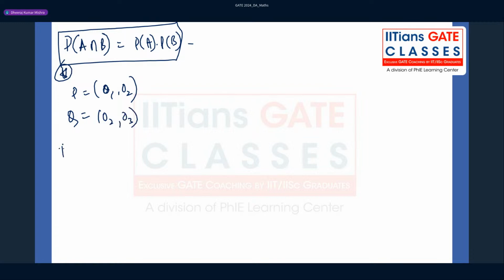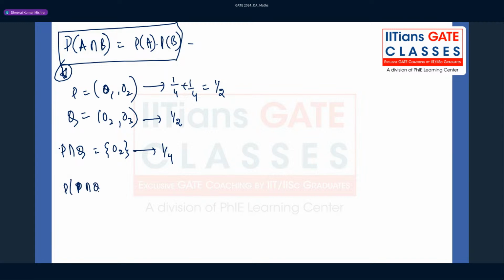You can say that P intersection Q is nothing but O2, right? So what is the probability of this, guys? That is 1 by 4 plus 1 by 4, which is equal to 1 by 2. What is the probability of this? That is nothing but 1 by 2 only. Understand? And what is the probability of this? 1 by 4.